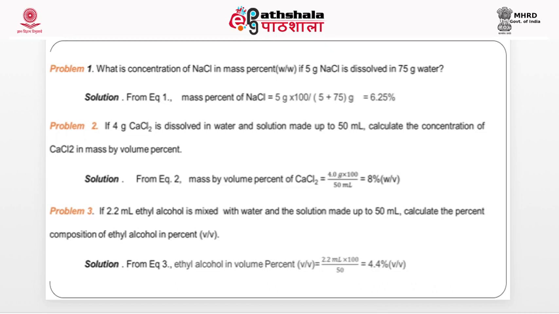Another example: if 2.2 milliliter alcohol is mixed with water and the solution made up to 50 milliliter, remember the solute is in milliliter and the solution is also in milliliter, both in the same unit. Calculate the percentage: it comes to 2.2 milliliter into 100 divided by volume of the solution. So, this is 4.4%, this is volume by volume.